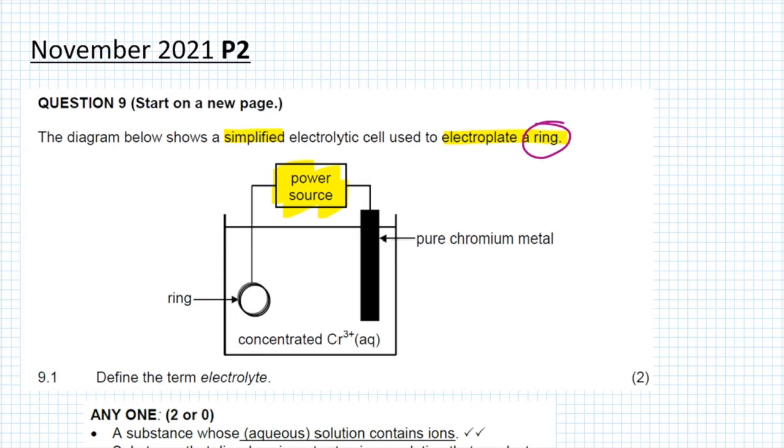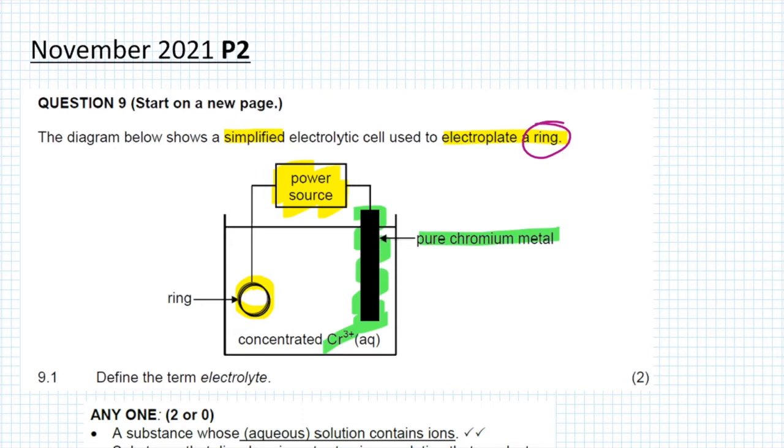We see on the right-hand side pure chromium metal, which means that this electrode is made of pure chromium. In solution, we have chromium ions. They say that this is a concentrated solution of chromium ions. And we see on the left-hand side the ring. Now we know that we would like the chromium ions to be reduced at the ring so that they form chromium solid on the ring.